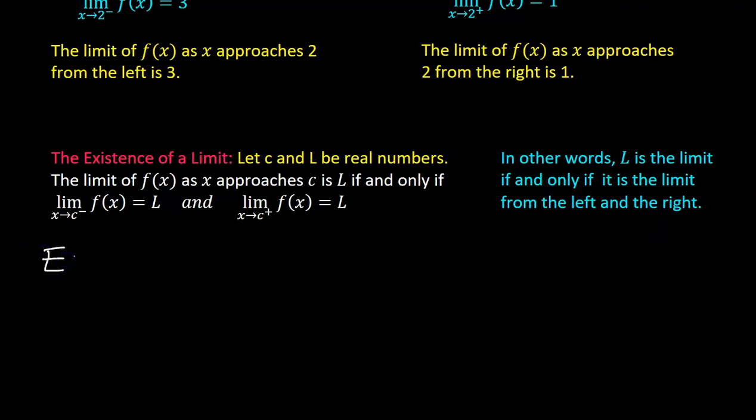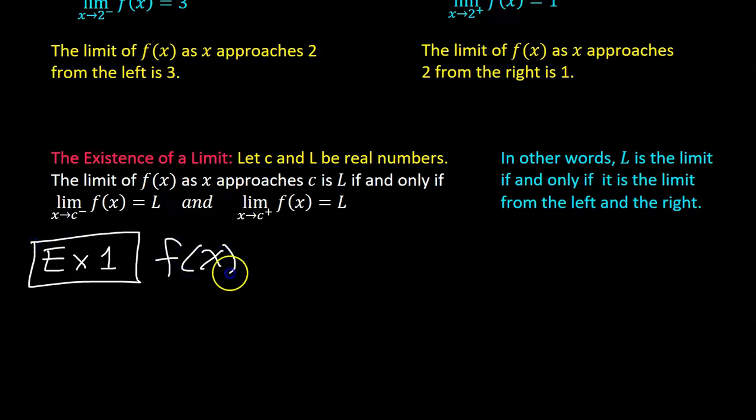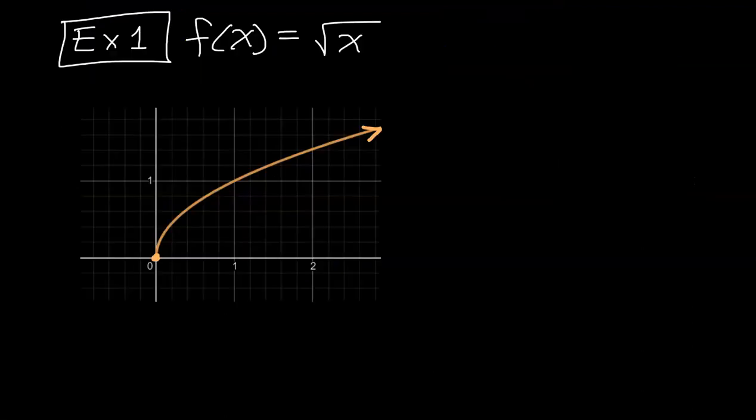Example 1. Let's talk about the function f of x is equal to the square root of x. So here's a graph of the function square root of x. What can we say about limits as we look at this graph? First of all, let's talk about the limit as x approaches 0.